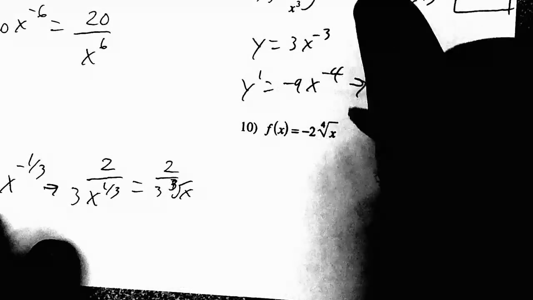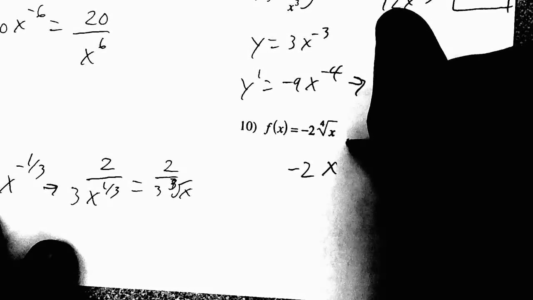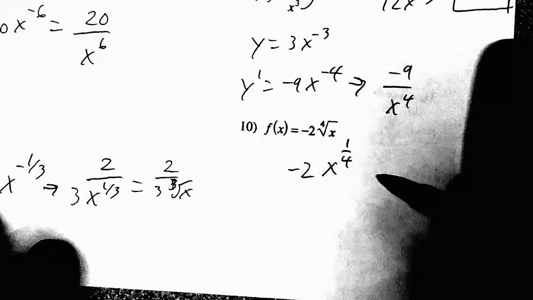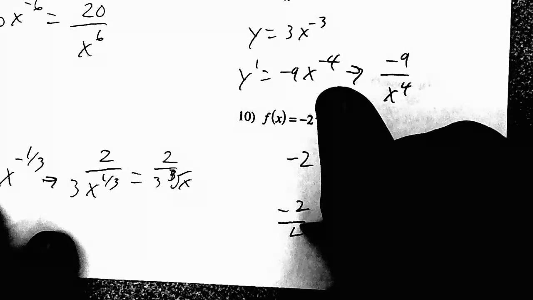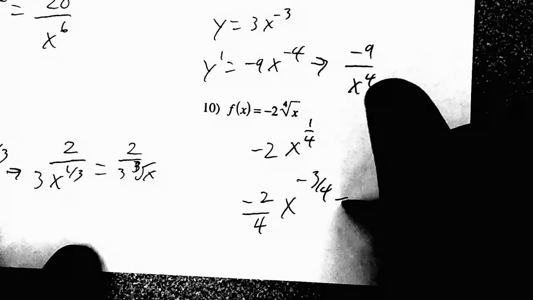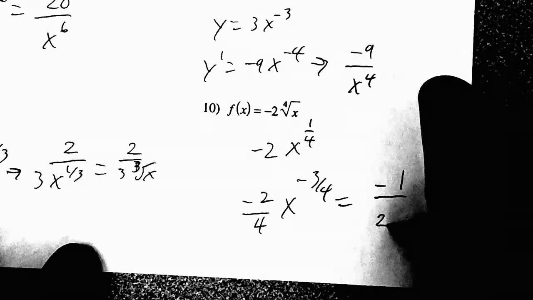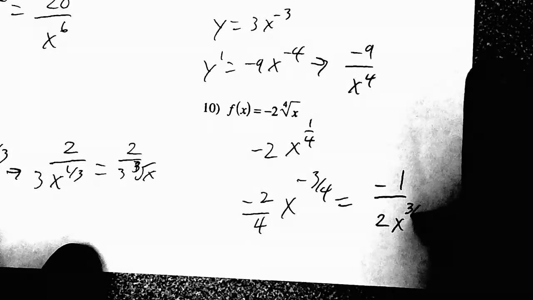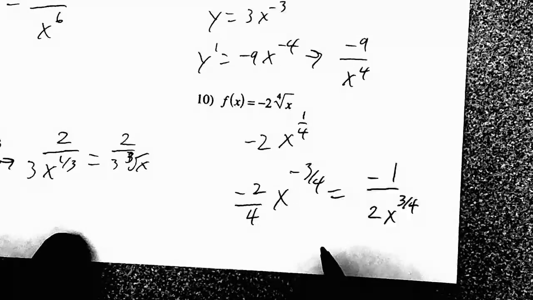And here, you got to convert it to an exponent. So this is the same as negative 2 times x to the 1 fourth. Bring the 1 fourth out front. We have negative 2 over 4x to the negative 3 fourths. This is the same as negative 1 over 2x to the positive 3 fourths. Right? So negative 2 over 4 is the same as negative 1 over 2.